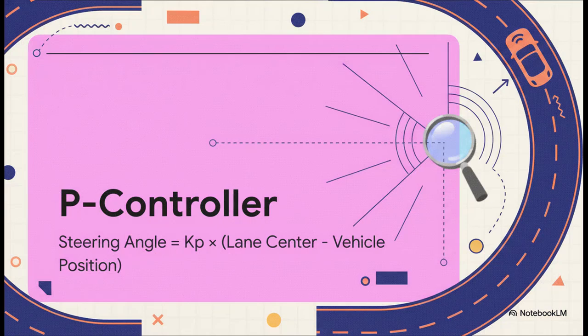It all begins with lateral control. For your basic lane keeping and simulated lane-changing maneuvers, the system relies on a proportional controller, or P-controller. The math here is remarkably elegant. The steering angle simply equals Kp, which is our proportional gain, multiplied by the difference between the lane center and the vehicle's actual position. It just calculates how far off center the car is and tweaks the steering wheel proportionally to nudge it right back into the safest spot.